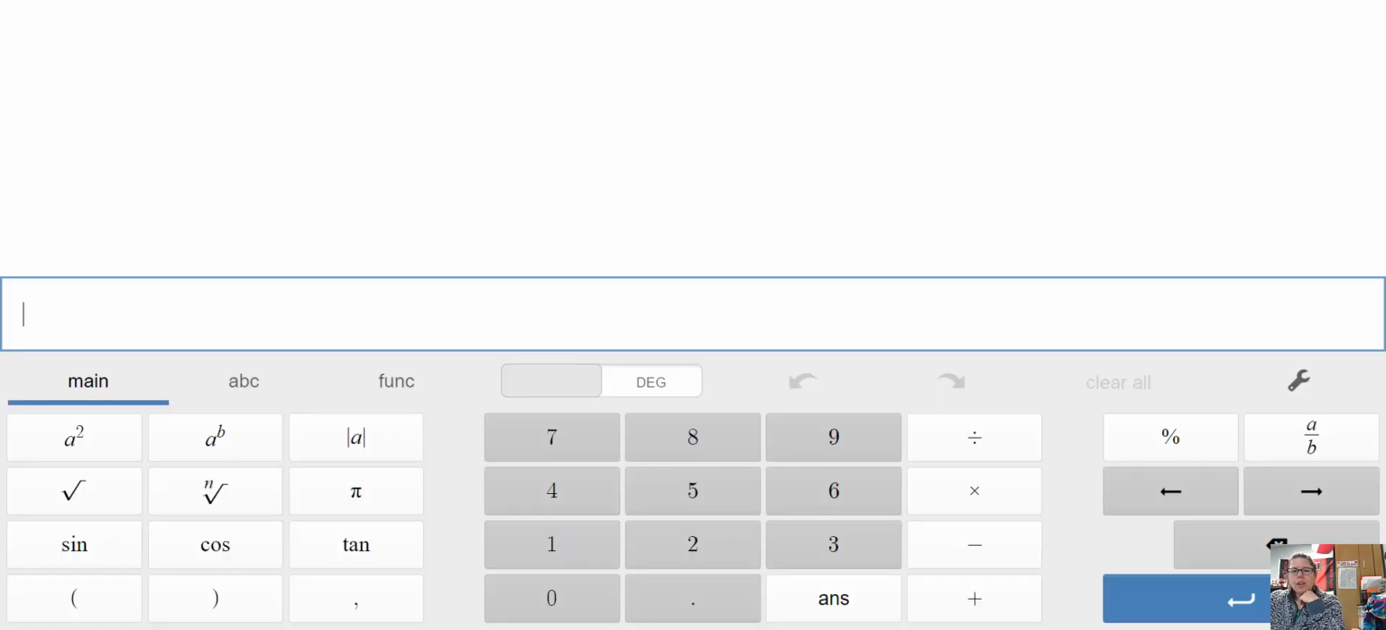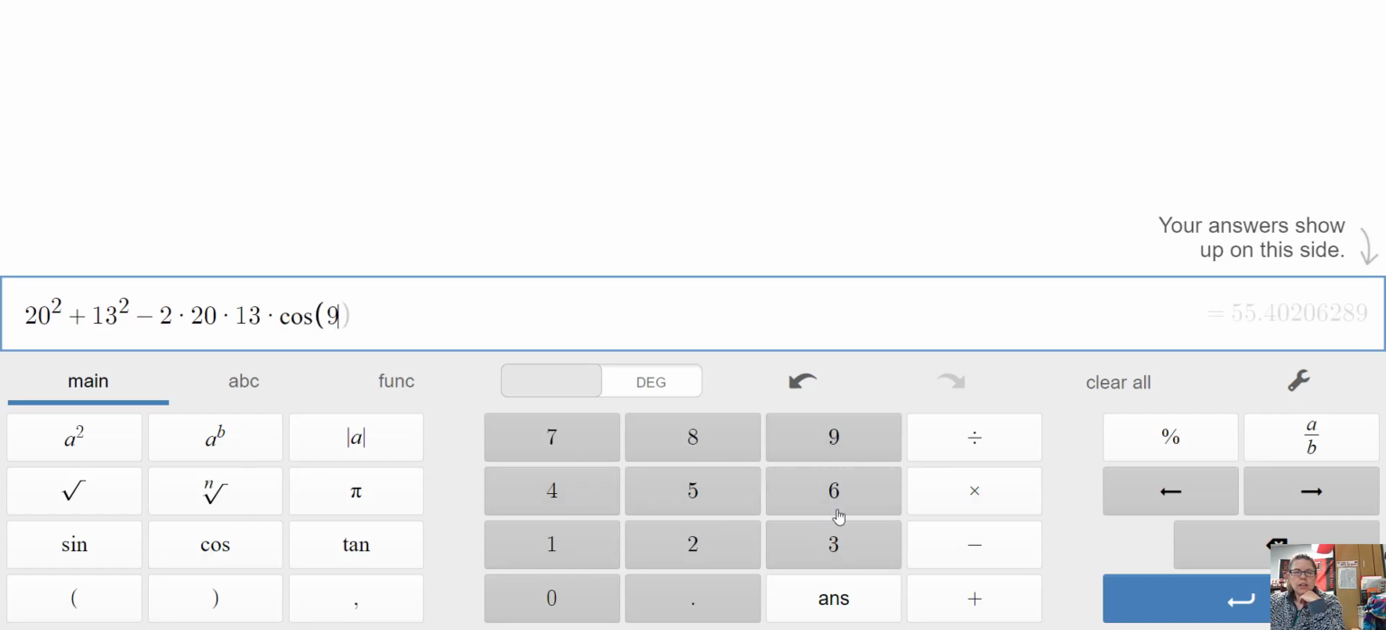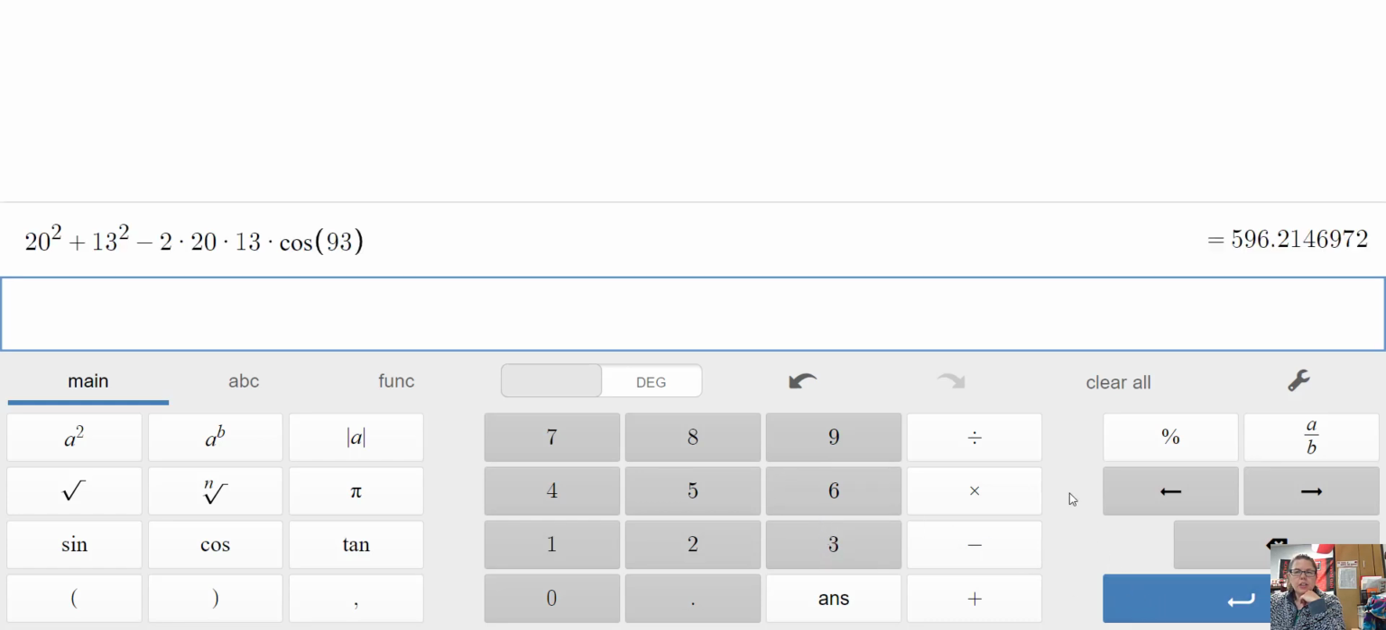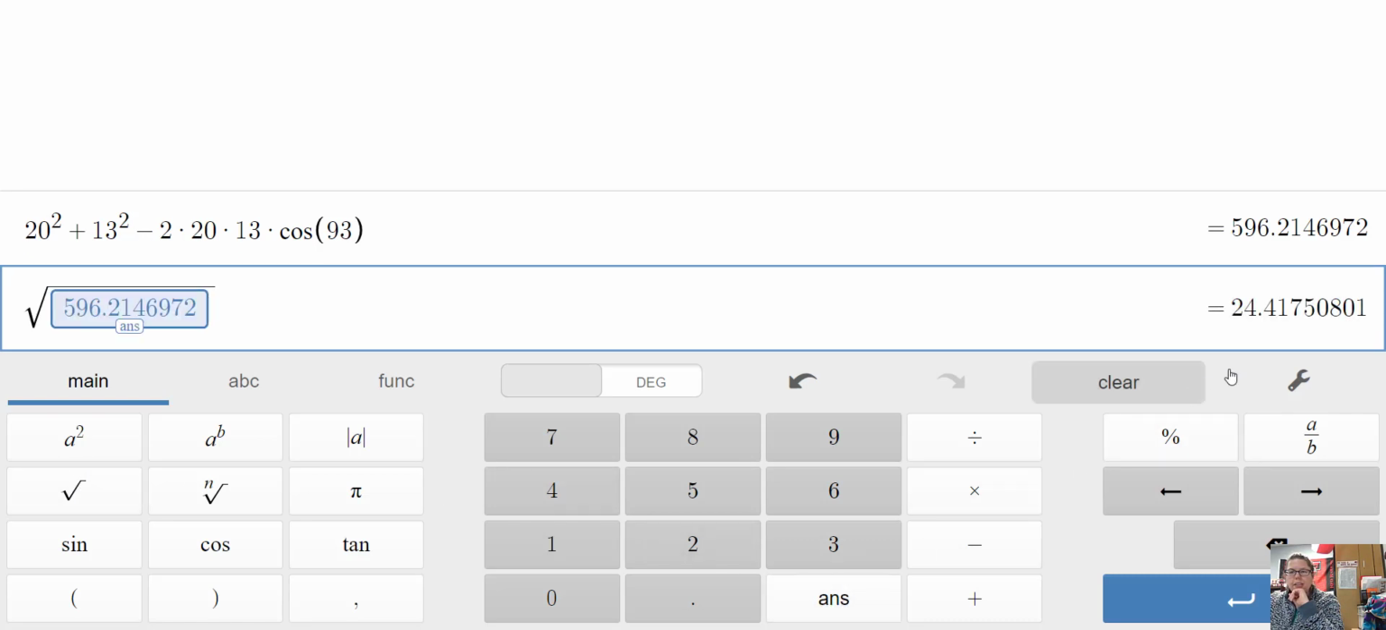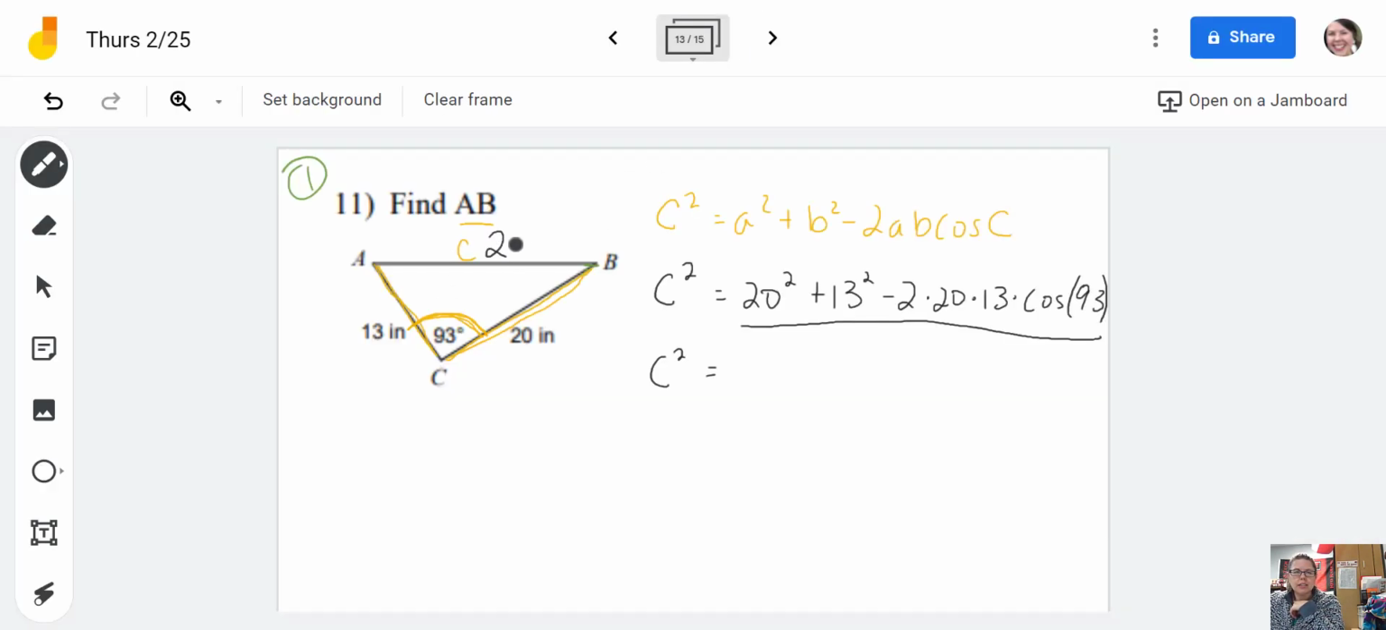I'm just going to type all of this in the calculator and then square root. Coming over to my calculator, I have 20 squared plus 13 squared minus 2 times 20 times 13 times cosine of 93, and I can hit enter. That is C squared. I don't want C squared, I want C. So I have to square root, use my square root sign, the answer, ANS, and that's going to give me 24.4.